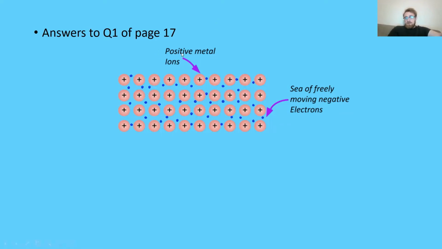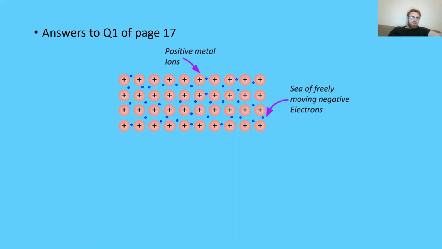Then label it positive metal ions and the sea of freely moving negative electrons, or sea of delocalized electrons is what I would say normally. I would always try my very hardest to have the same number of positive ions and electrons. That's not necessary, but there is the same number of electrons and positive ions, so I like to make sure there is. Don't worry if you haven't.